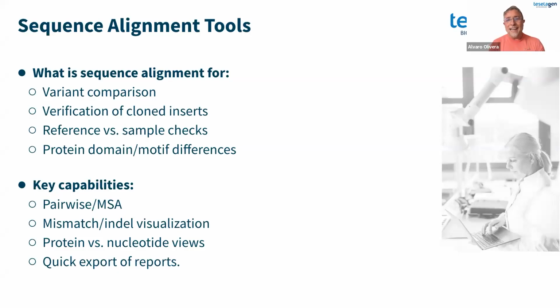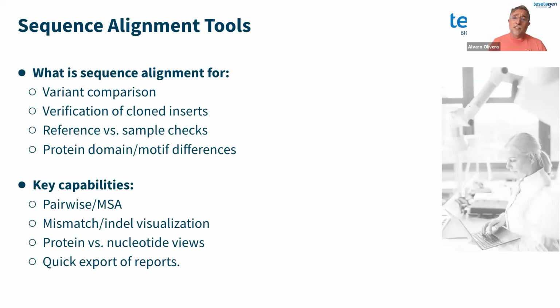And here I want to highlight what sequence alignment is used for in practice. And probably many of you know that we typically use it to compare variants, to verify cloned inserts, or to check differences between a reference sequence and an experimental sample.